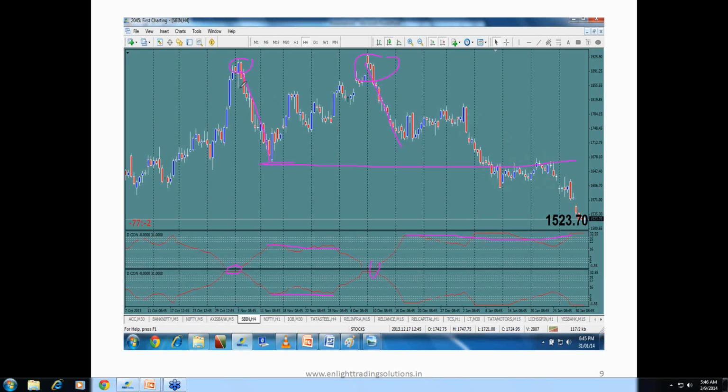So you try to sell at a high. How do you know that it is a high? There is a convergence, so it's a time to sell. This is what dynamic convergence is all about.